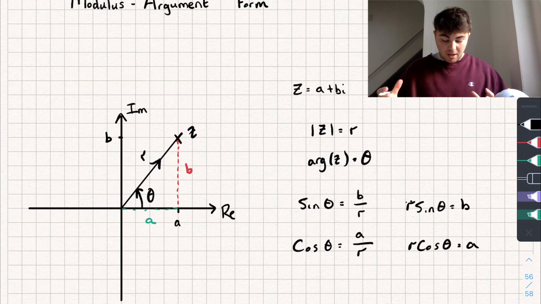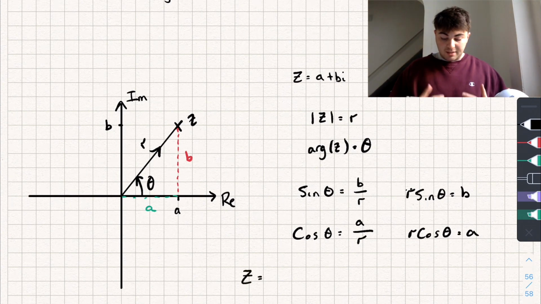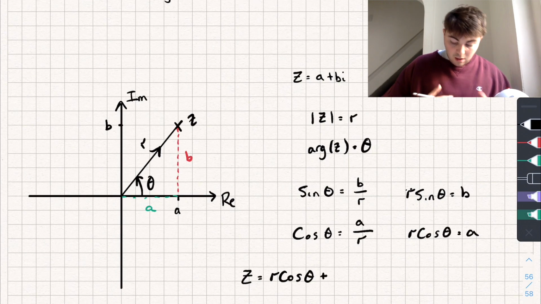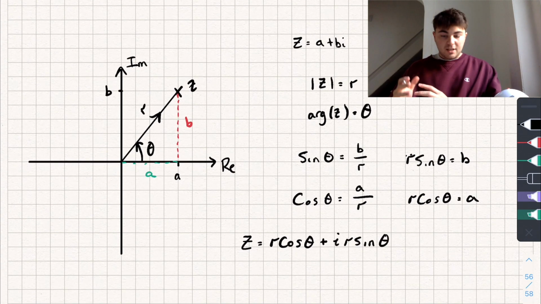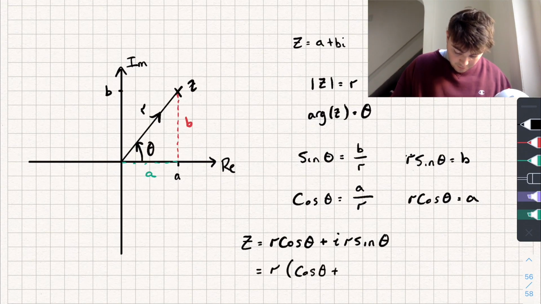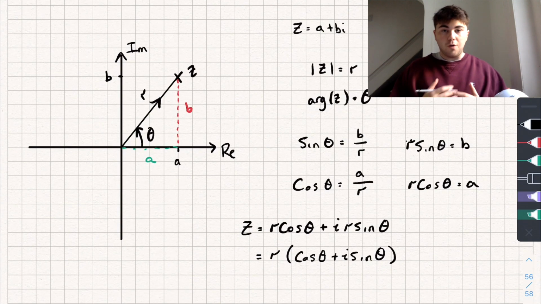Remember, it's a plus bi, and we know that a is equal to r cos theta. So we could write that z, which is a plus bi, is equal to r cos theta plus i multiplied by r sine theta. Now let's factorize out the r from both of the terms, and we get that our complex number z can be written as r multiplied by cos theta plus i sine theta. Okay, so that's pretty easy, and this here is what we call the modulus argument form of our complex number.